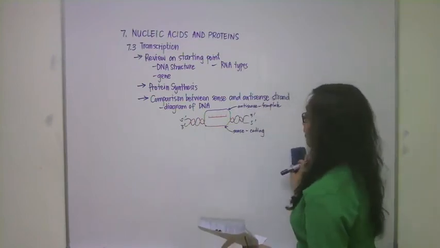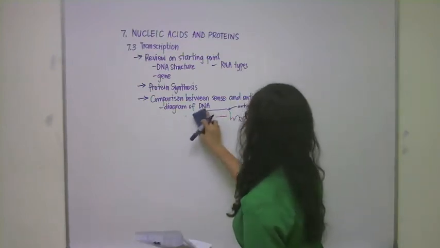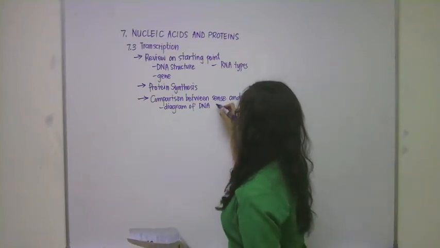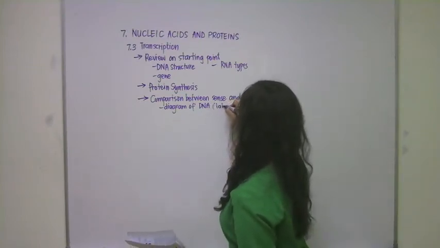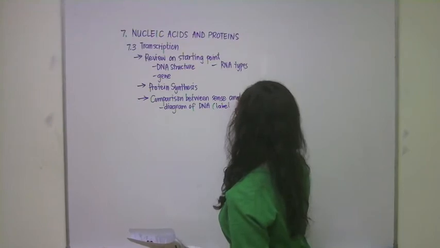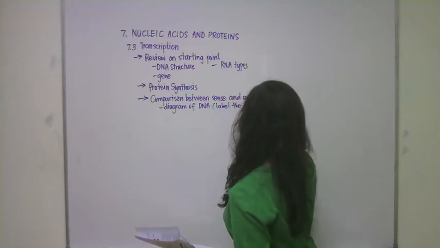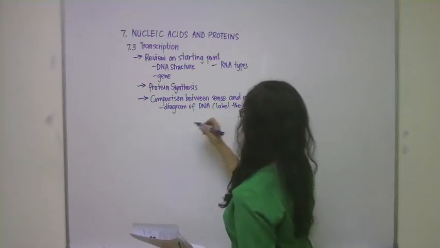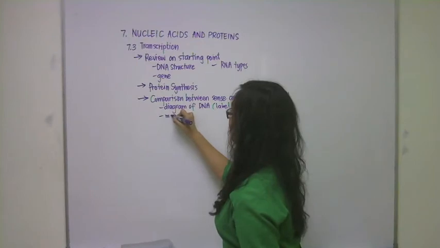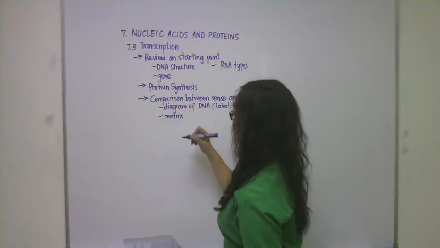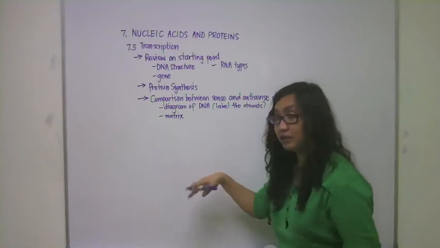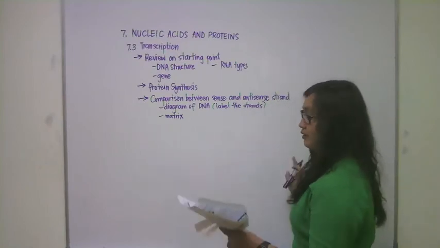So in the case of the comparison between sense and antisense strand, we have to remember the diagram of the DNA and labeling both strands, whether it's going to be the sense or antisense strand. And we have to provide a matrix as well, okay, to show the comparison between the two structures.